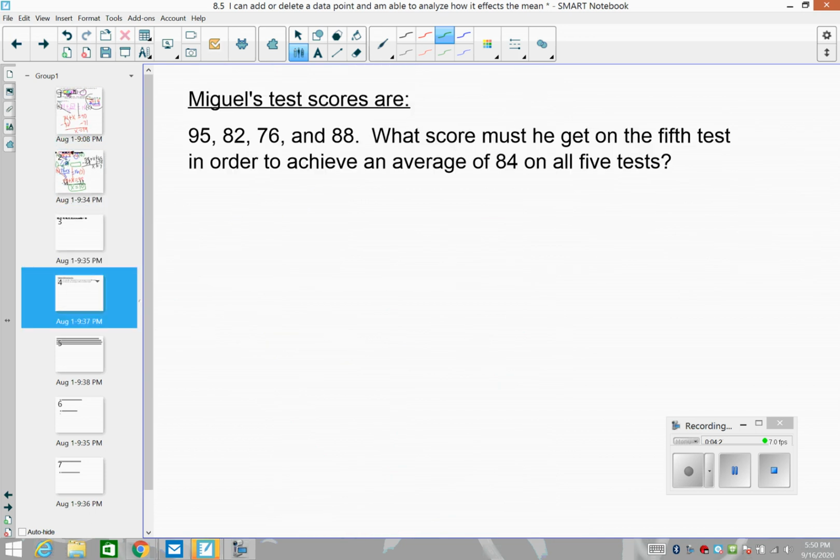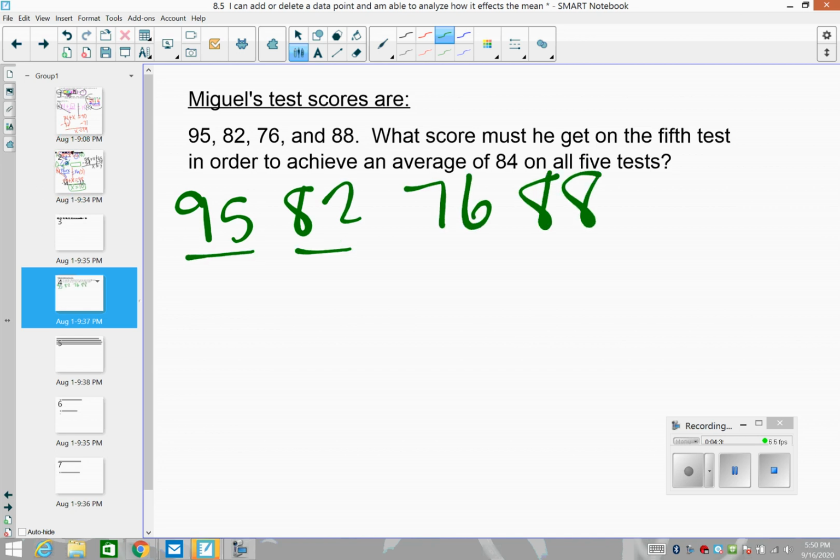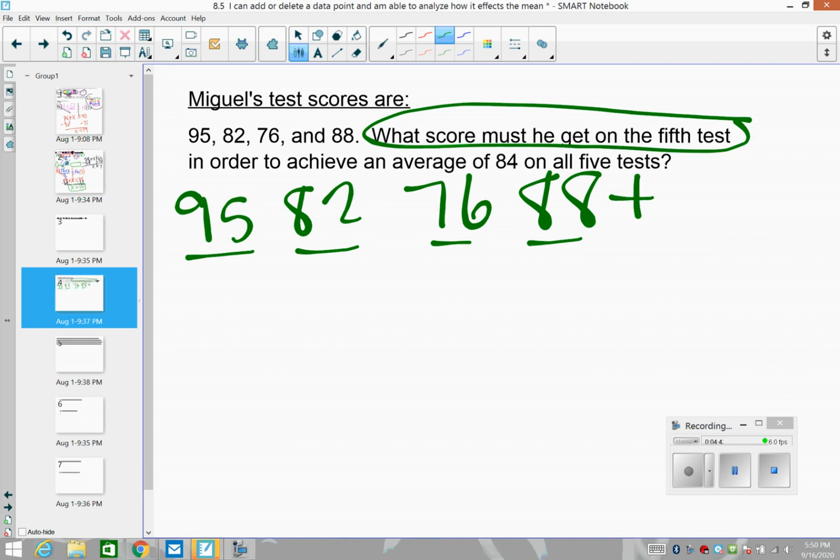So let's try an example of a real-world situation where we would apply this. Miguel has test scores of 95, 82, 76, and 88. Those are the test scores so far. What score must he get on the 5th test to get an average of 84 on all 5 tests, which would give him a B in the course?